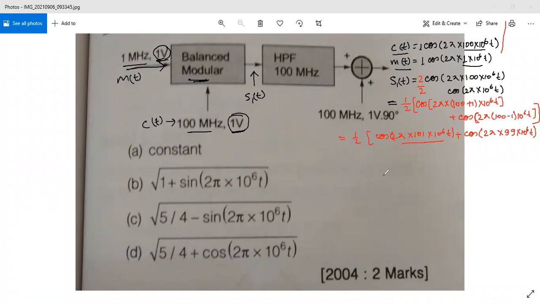So now what we have to get is the function of the value of the envelope. So let us again elaborate this. Here what we have got is that it is passed through a high pass filter. This signal is passing through a high pass filter, and when we pass this signal through a high pass filter, then we will have only this component, the first component only.